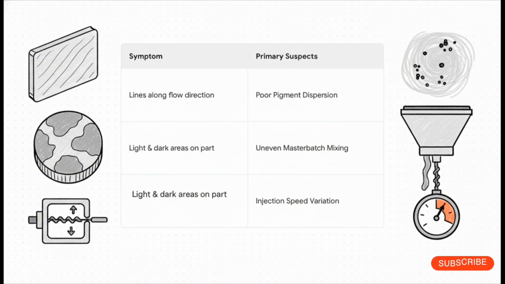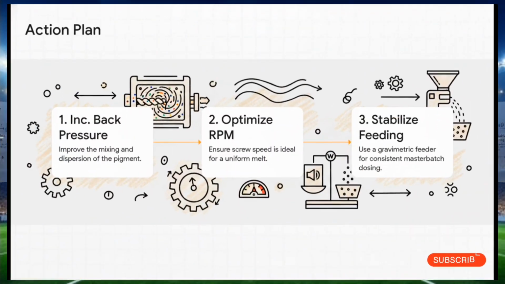The suspects here? It's all about the mix. The pigment just isn't getting spread out evenly. This could be because of poor mixing, inconsistent feeding of the Masterbatch, or your injection speed is all over the place. Okay, so the action plan here is all about improving that mix.